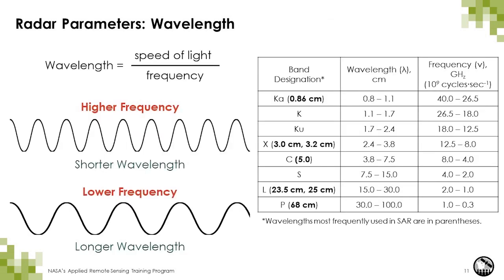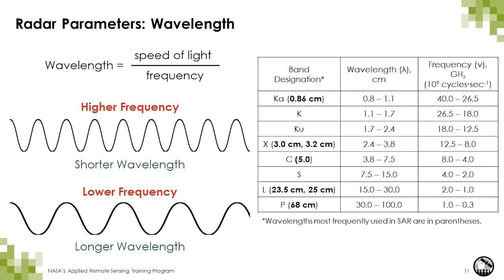So the first radar parameter is wavelength. And as you might already know from previous SAR webinars, in radar remote sensing, we often talk about wavelength rather than frequency. Now, the wavelength is the distance from the peak of one wave to the peak of the next wave. And the reason we talk primarily about wavelength is because the length of the wave defines the interaction of the signal with the surface or the medium.